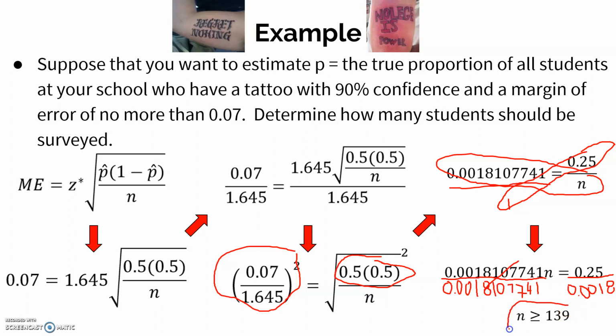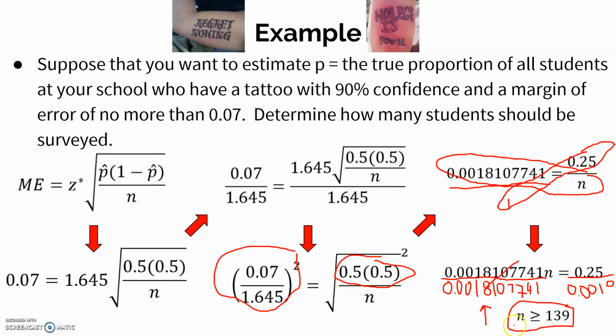Now, why did I round up? Because you want to round up because larger sample sizes give smaller margins of error. If you round down, you may risk getting a margin of error greater than 0.07. So at the end, it's safer to always round up. And that number, 138, again, I know it's very, very close to 138. It's much closer to 138 than it is to 139. You still round up to make sure that you have a margin of error of no more than 0.07.